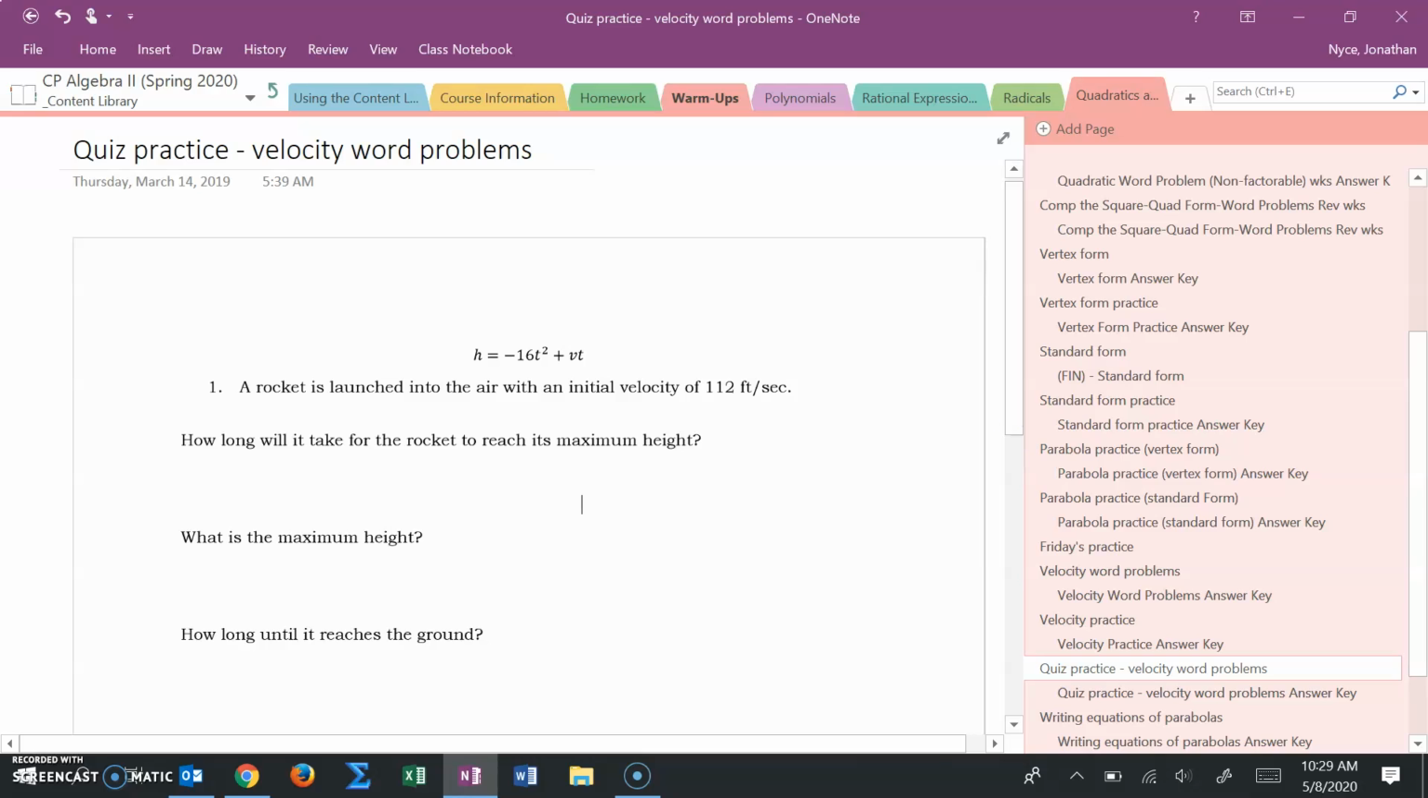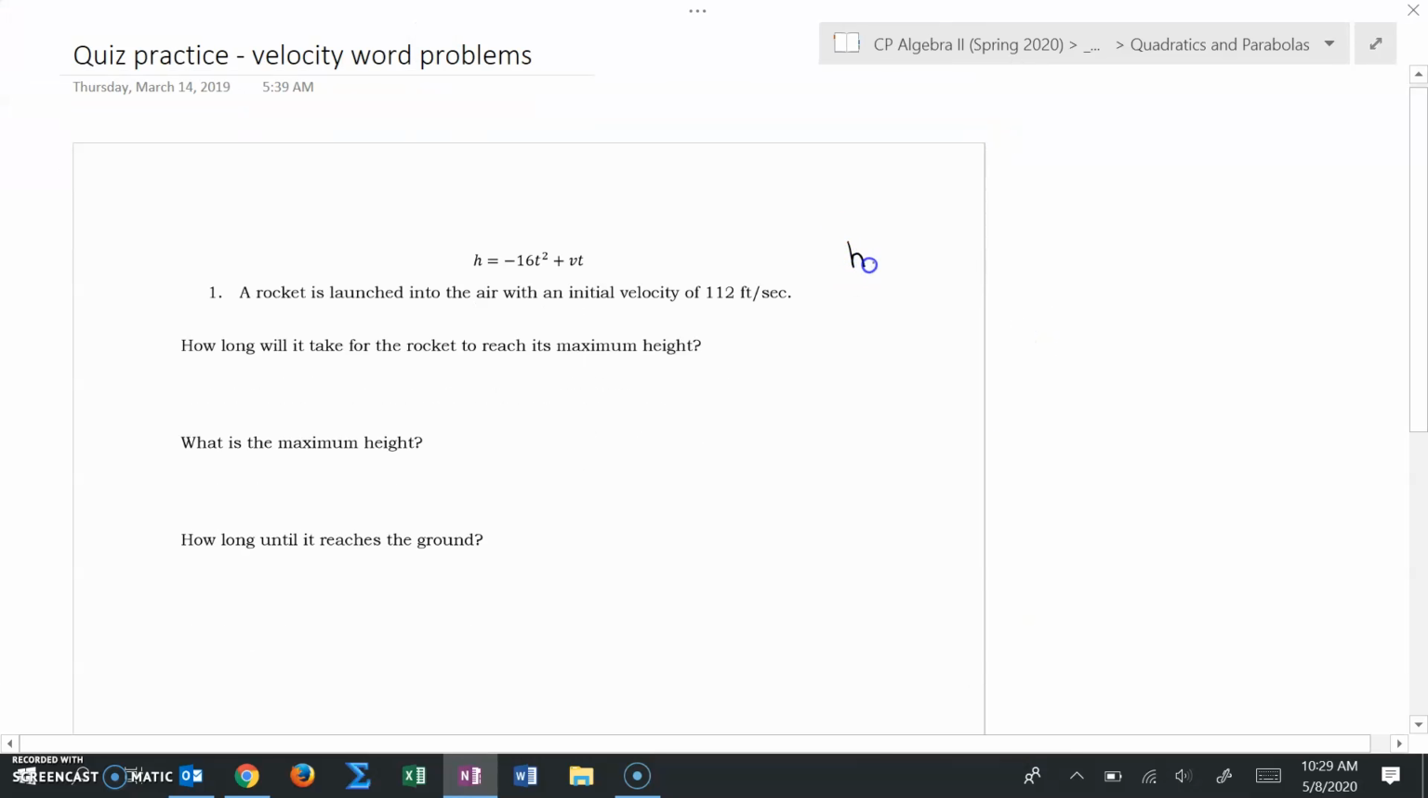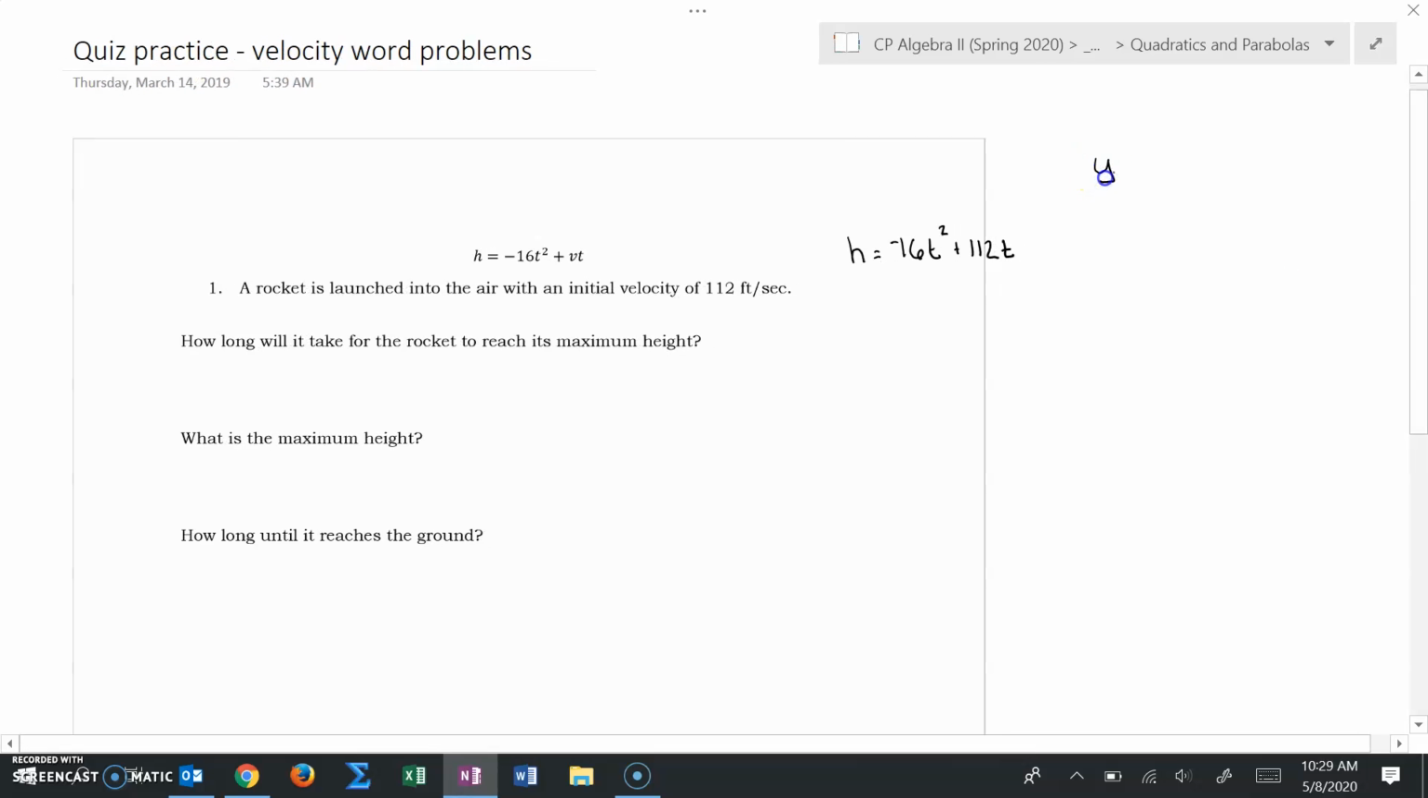So for this, the equation is going to be h equals negative 16 t squared plus 112 t. Again, those equations will be given to you. It's just that instead of x's and y's, we have t's and h's. So this could very easily be y equals negative 16x squared plus 112x. So just the x's that we usually use are replaced with t's, which represents time, and the y's that we usually use are replaced with h, which represents height.